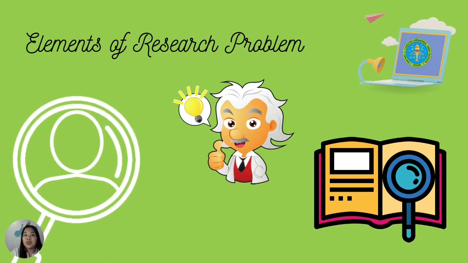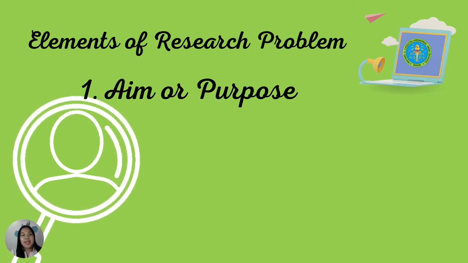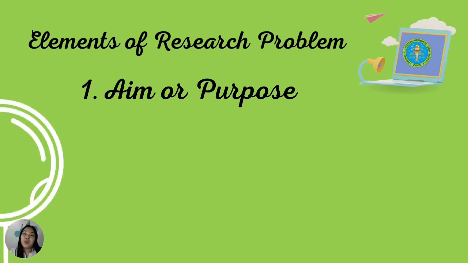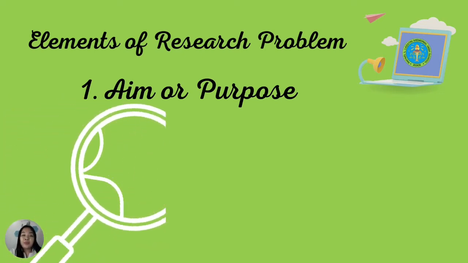What is the first element of a research problem? The first element is its aim or purpose. Aim or purpose, please remember, answers all the whys that will come out from your study. Why do you need to conduct this study? Why should it be relevant to the needs of your community, the needs of your school, the needs of most of the homes or families in your neighborhood? Remember that the aim or purpose of your research problem will answer the why of your study.